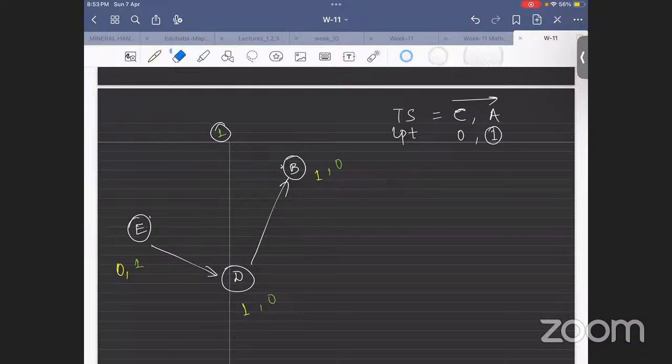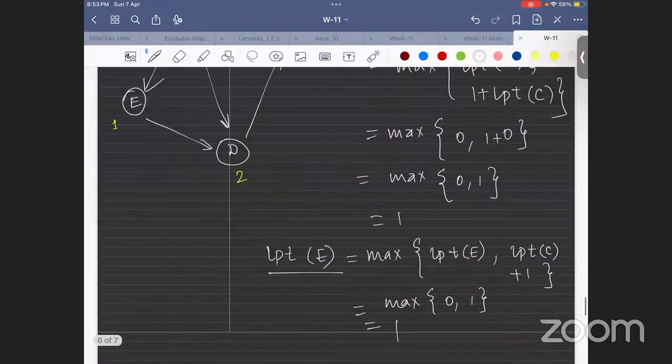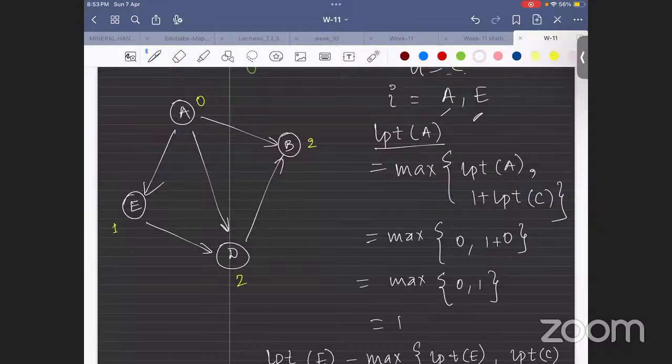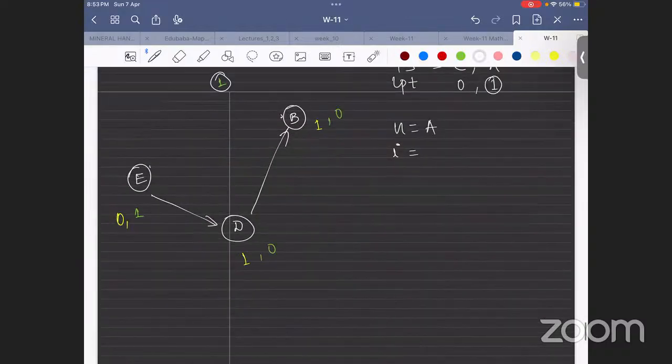Now, for this step, our vertex with in degree 0 was what? A. What are the incident vertices for this case? What was related? You can see E, D, and B. Which are the vertices that were related to A? E, D, and B. Now you can see E, D, and B.